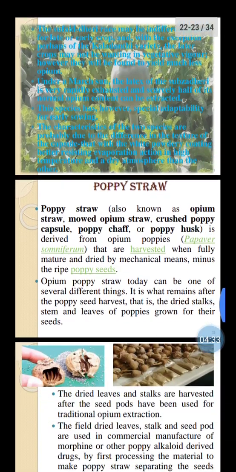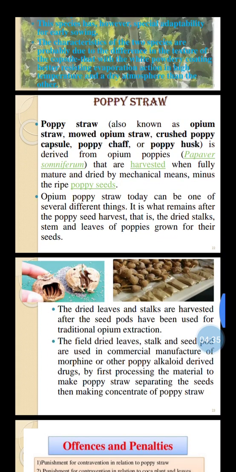So next is poppy straw. Poppy straw, also known as opium straw, mother opium straw, crushed poppy capsule, poppy chaff or poppy husk, is derived from opium poppies, Papaver somniferum. This is a species that has been harvested when fully mature and dried by mechanical means, meaning the ripe poppy seeds.